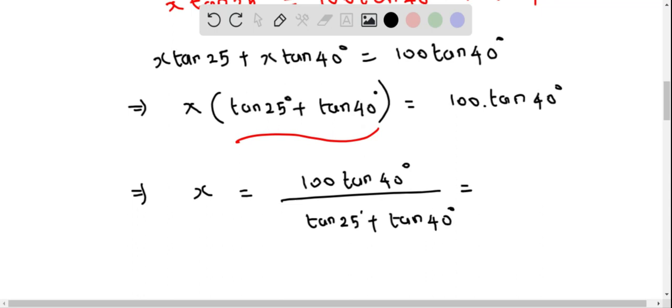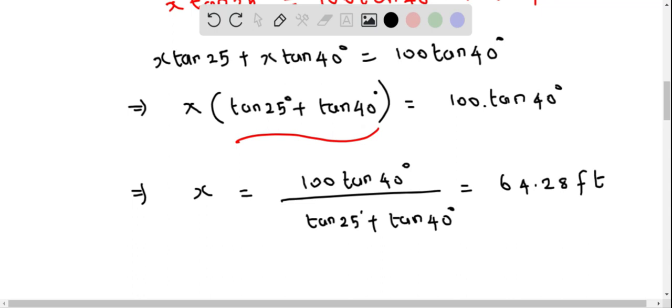So we can plug this into the calculator. Remember that the angle has to be in degree mode, and when we do that, we get x equal to 64.28 feet.